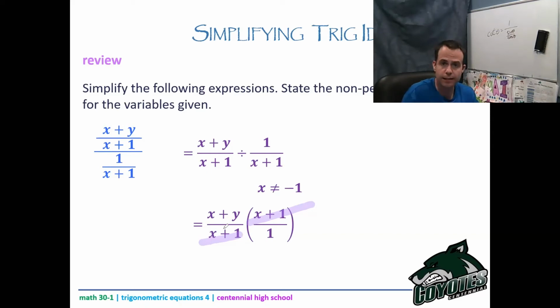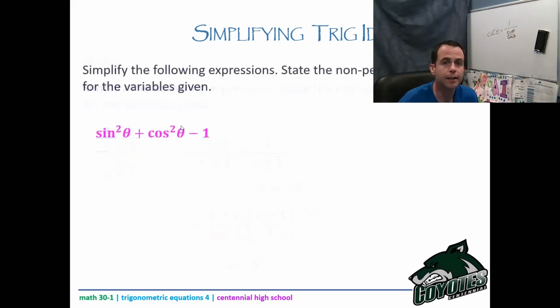They are the exact same binomial on the top and on the bottom. That would leave me with x plus y and just x plus y, because it's x plus y over 1, but I don't need to say over 1 there. Okay? All right, so that's all we're doing. Piece of cake. We're going to do the same thing now, except it's going to have trigonometric ratios involved.